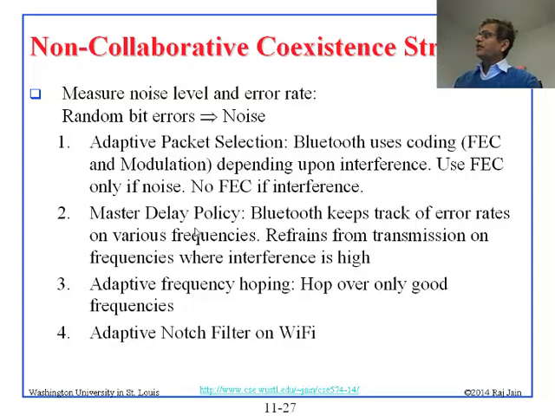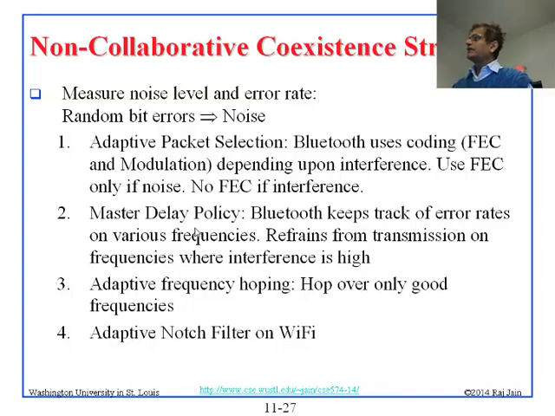Then master delay policy. Bluetooth keeps track of error states on various frequencies. So it goes to 79 different channels, but then it knows that some channels are bad, and those channels it just... actually, it is the same thing as adaptive frequency hopping. So adaptive frequency hopping is exactly the same thing. Hop only over good frequencies. So bad frequencies are measured, and then they are announced that we don't hop over those.